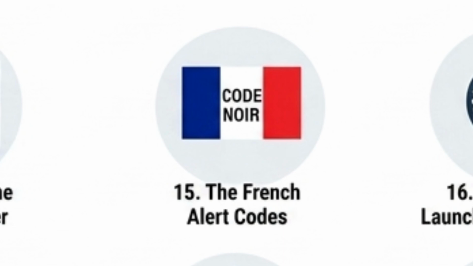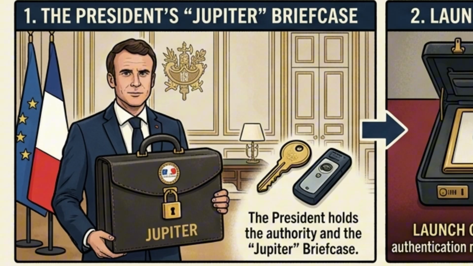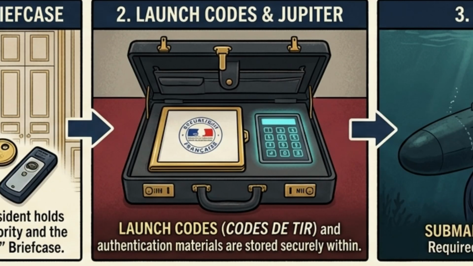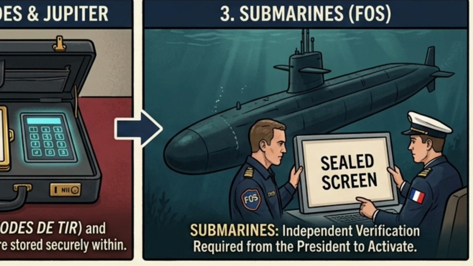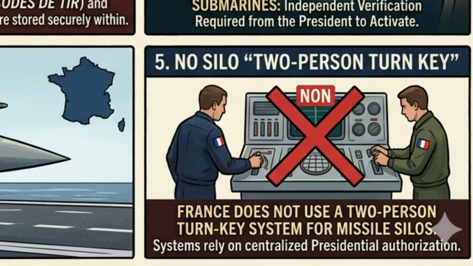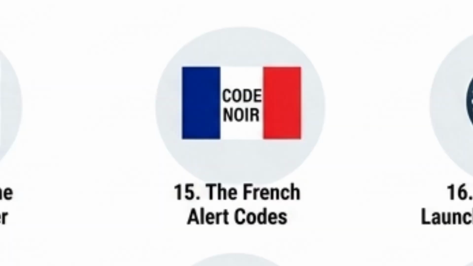15. The French alert codes. France uses a 2-part system. The president has a briefcase called the Jupiter. Launch codes are stored inside. Submarines and bombers require separate authentication. France does not use a 2-person turnkey system for silos.